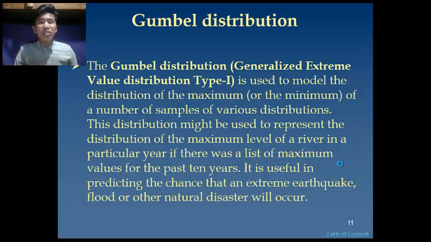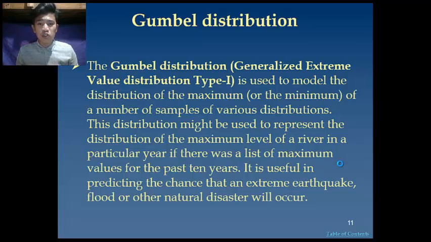So, okay, what is Gumbel distribution? Do you have any idea what the Gumbel distribution is? If none, let's proceed to the definition. The Gumbel distribution, generalized extreme value distribution type 1, is used to model the distribution of the maximum or the minimum of a sample of various distributions.